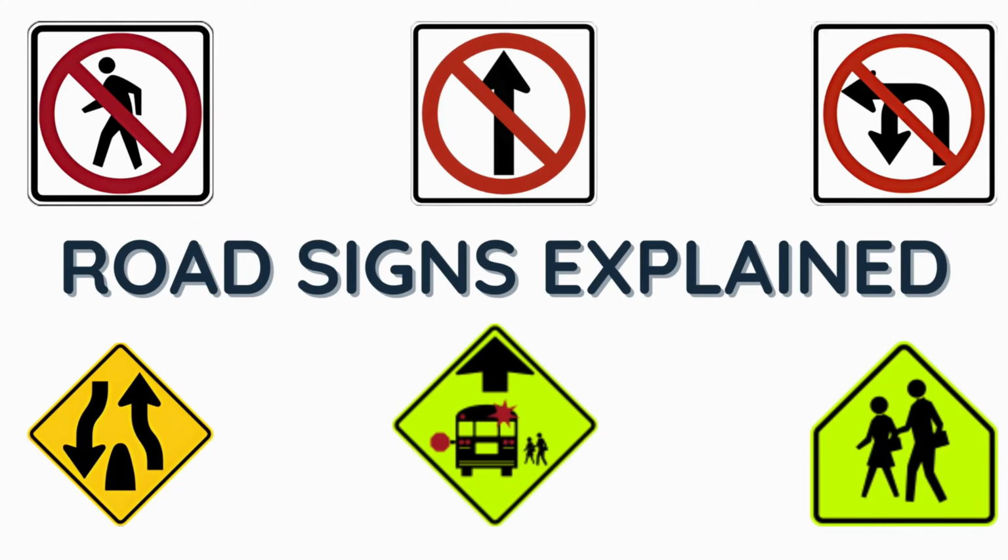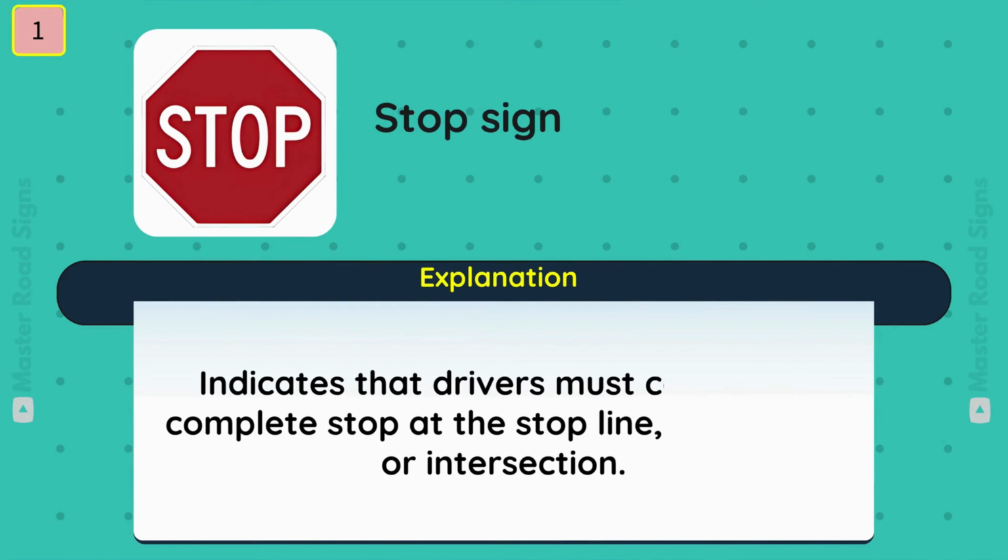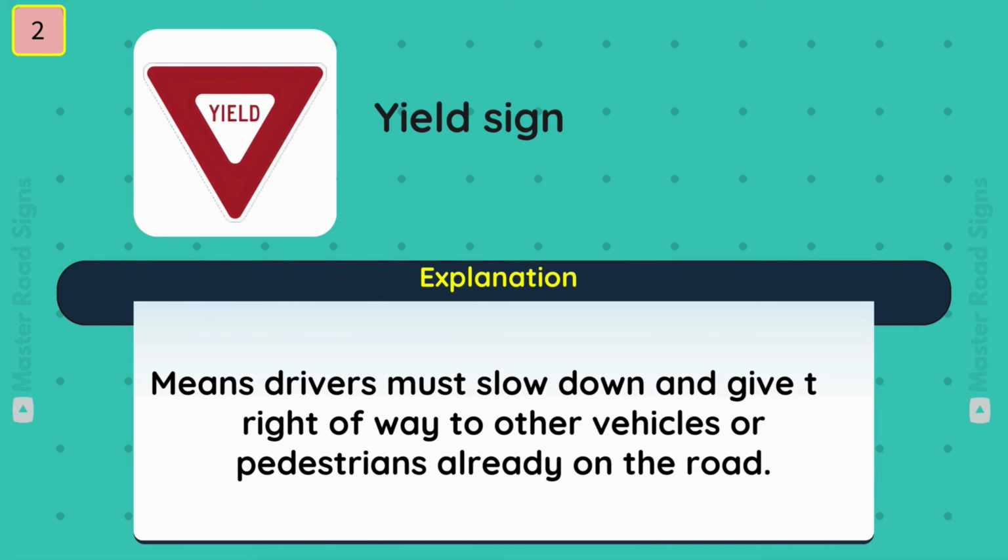This video has everything you need to understand about U.S. road signs. Let's get started. Stop sign indicates that drivers must come to a complete stop at the stop line, crosswalk, or intersection. Yield sign means drivers must slow down and give the right-of-way to other vehicles or pedestrians already on the road.